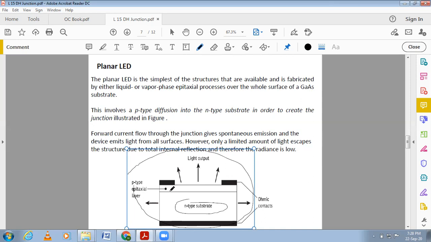a p-type epitaxial layer on the surface, and this is very thin, so the depletion layer shifts towards this thin p-type layer. So we assume that this total p-type layer works as the active region, or depletion layer, where the recombination process occurs. Forward current flow through this junction gives spontaneous emission, and the device emits light from all surfaces.